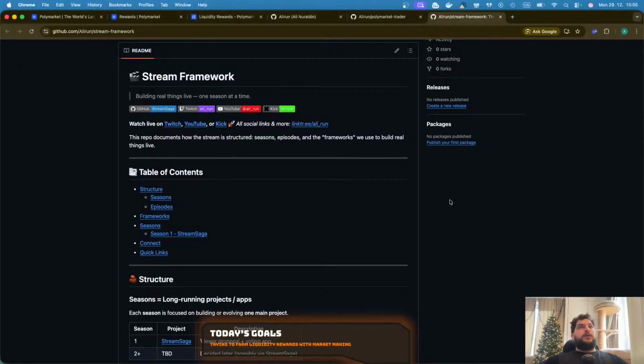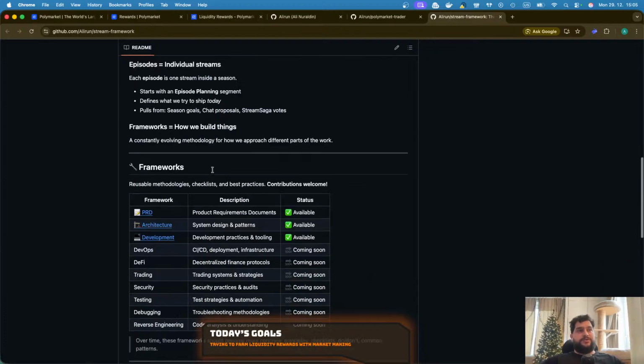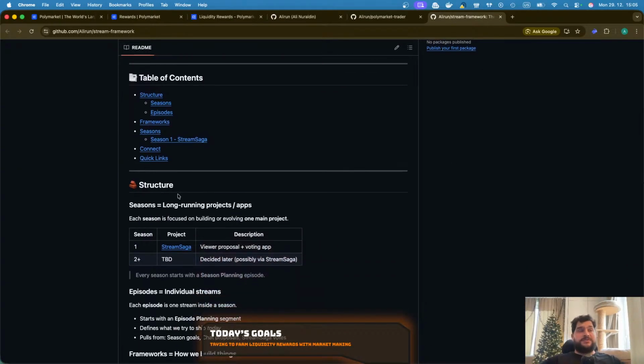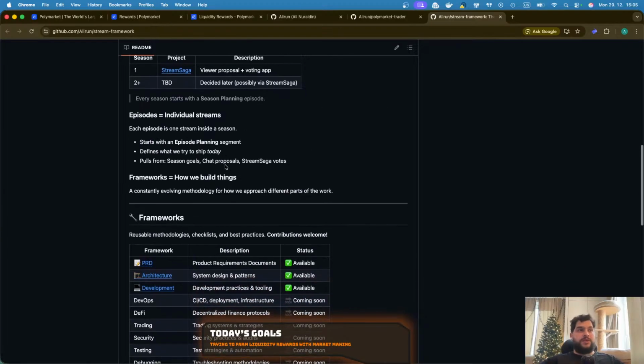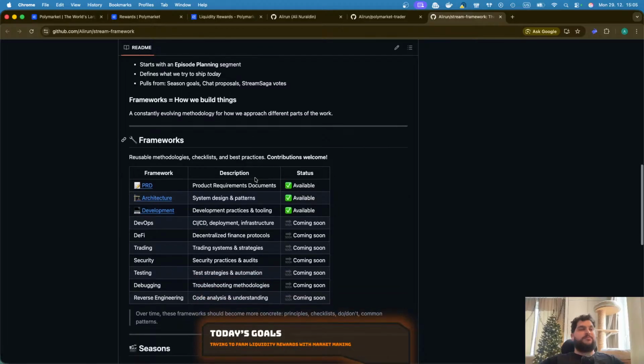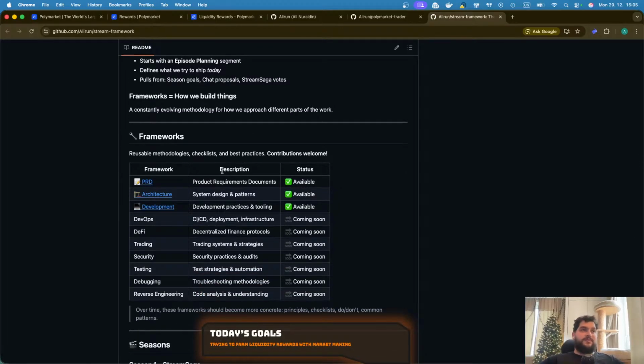Let me just walk you through my repo quickly. As you may all know already, and this is information for the newcomers as well, I have a stream framework repository available on GitHub, where I store the structure of the streams, the description of what we've done before, and so on. Our streams are structured like seasons and episodes, like a series basically. Each season is a long-running project or app, and each episode is an individual stream like this one. We also have usable methodologies, checklists, and best practices for development and product development.